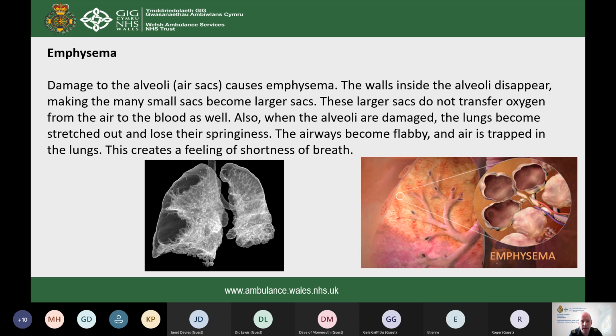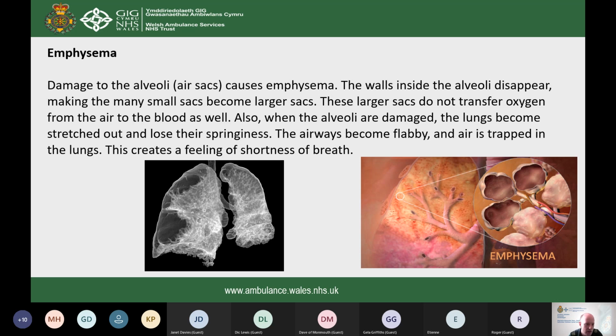So the inside wall of the alveoli disappears, making many smaller sacs become larger sacs. With these larger sacs, it doesn't allow gas exchange. So the breakdown of the alveoli causing these larger sacs reduces the lung's ability to have gas exchange. That will stretch out the lung, make it bigger, a little bit more flabby, and again, reducing the ability to have gas exchange. That will cause air to remain trapped in those larger spaces, which makes the patient feel short of breath. So emphysema is the breakdown of the alveoli.